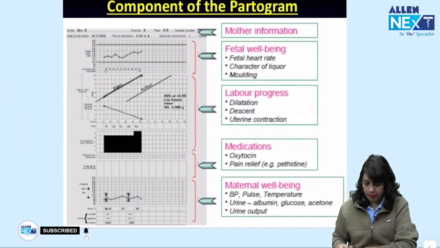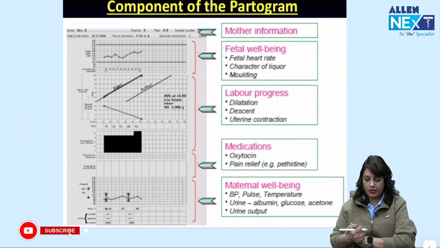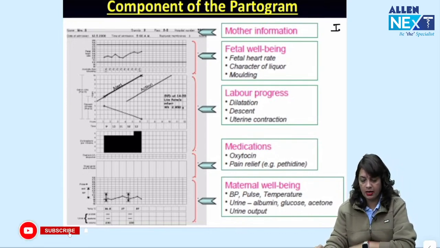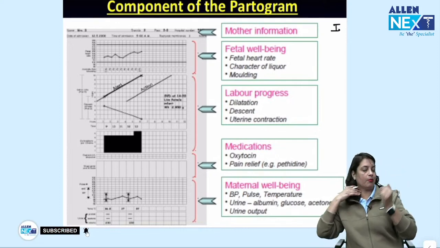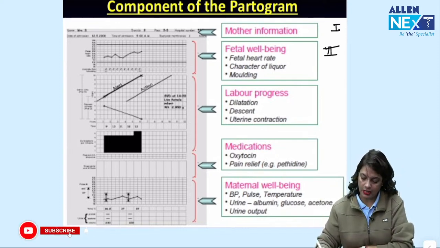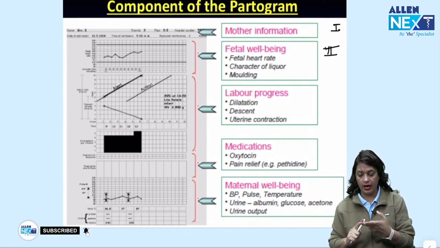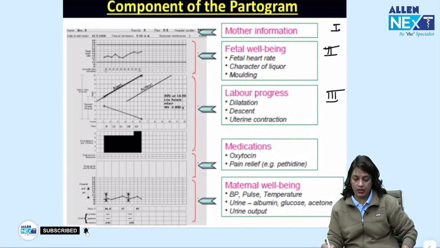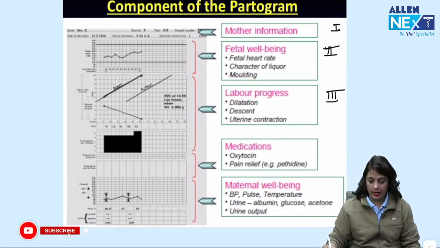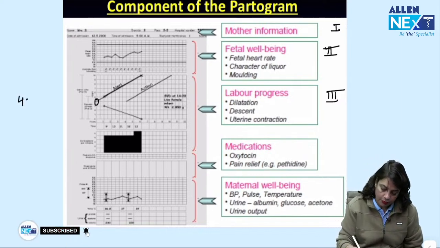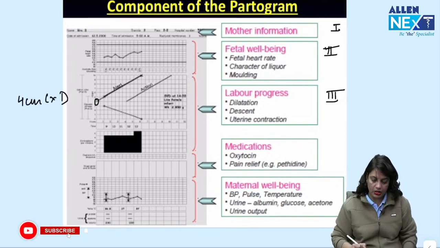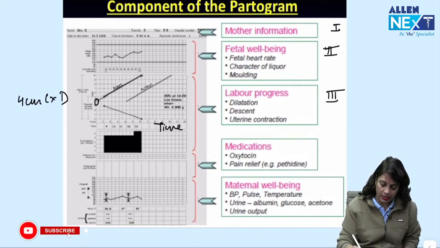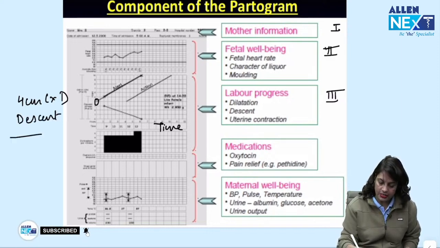Now, this is partogram. Partogram is a graphical representation for stages of labor. In number 1, we plot maternal information, name, age, registration number, etc., date of admission, time of admission. Number 2, we plot fetal well-being, that is fetal heart rate and status of the fetal membranes. Number 3, labor progress, cervical dilatation and descent. There is an alert line, action line. Alert line starts from 4 centimeters of cervical dilatation. On x-axis we plot time, and in y-axis we plot the cervical dilatation and descent of fetal head.